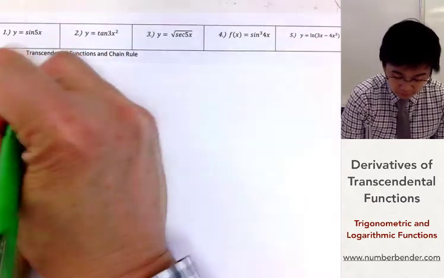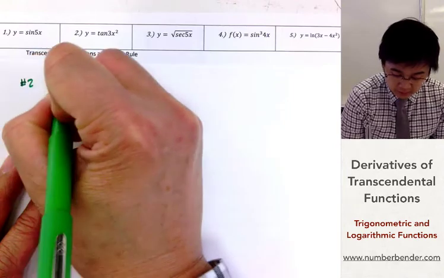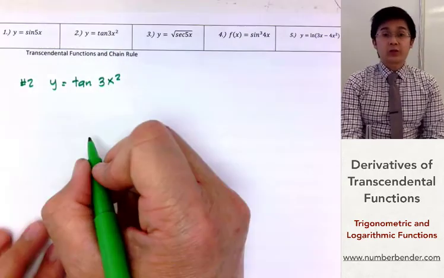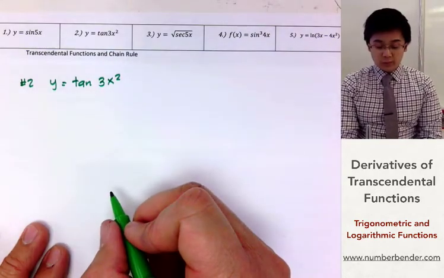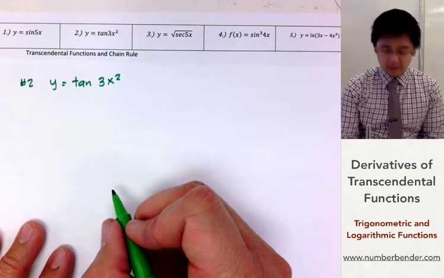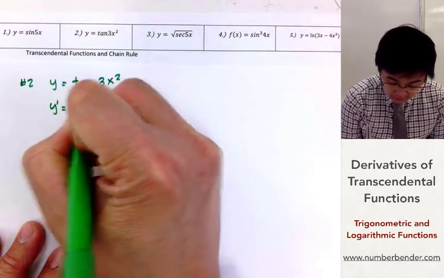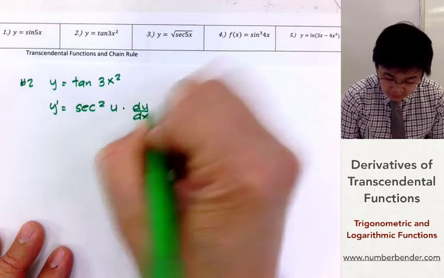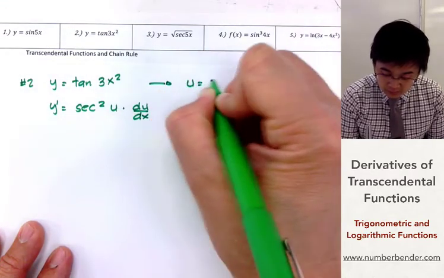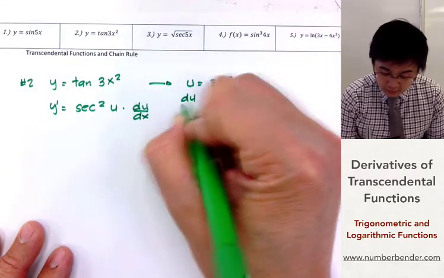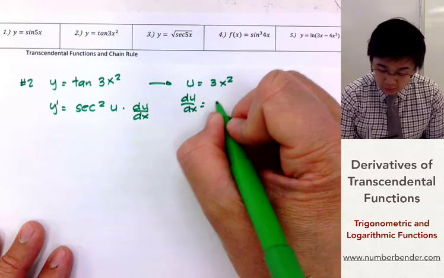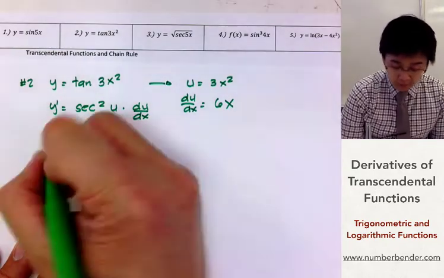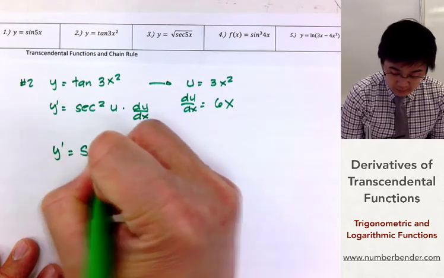And in number 2, we're looking for the derivative of tangent 3x squared. So the derivative of tangent u is going to be secant squared u du dx. So y prime is secant squared u times du over dx. We know that u is 3x squared, and du dx, or the derivative of u with respect to x, is going to be 6x.